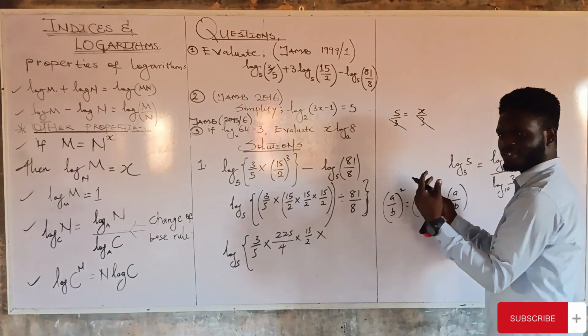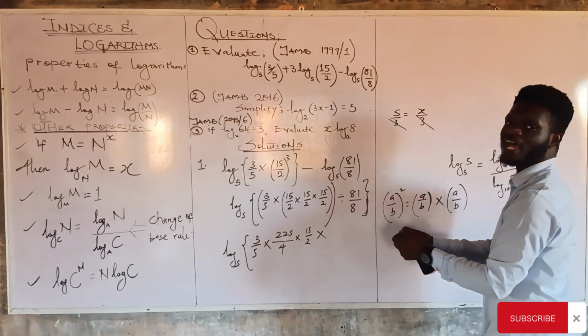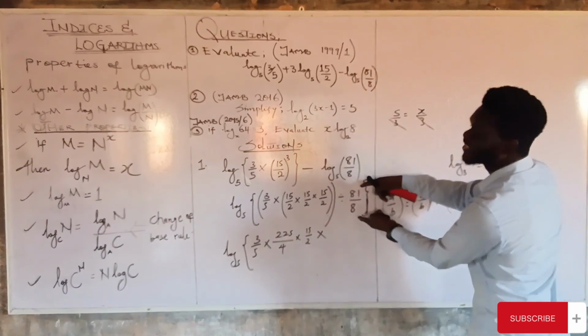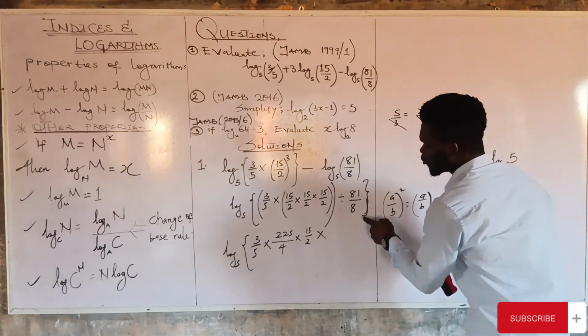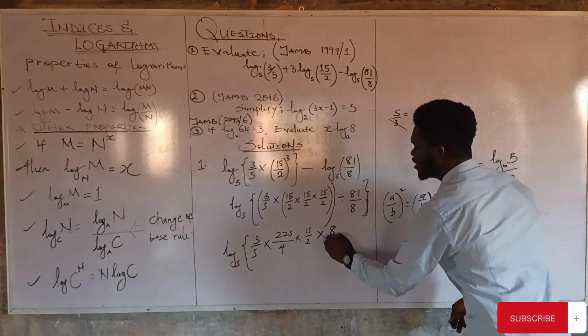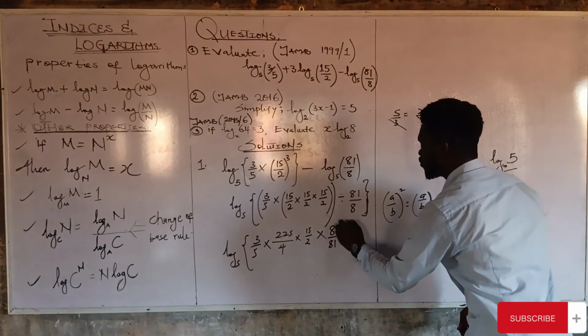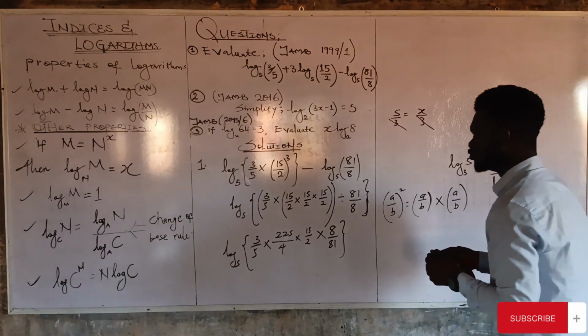Now I'm coming here. A simple trick that we were taught in primary school: whenever you are converting a division sign to a multiplication sign, you take the reciprocal of the number on the right hand. So we are taking the reciprocal of this one now. And what's the reciprocal? It turns upside down. So you have 8 all over 81.